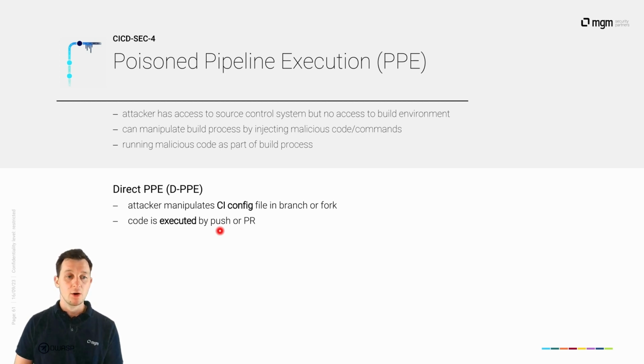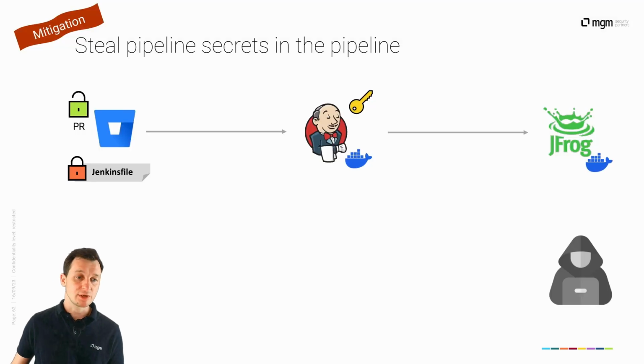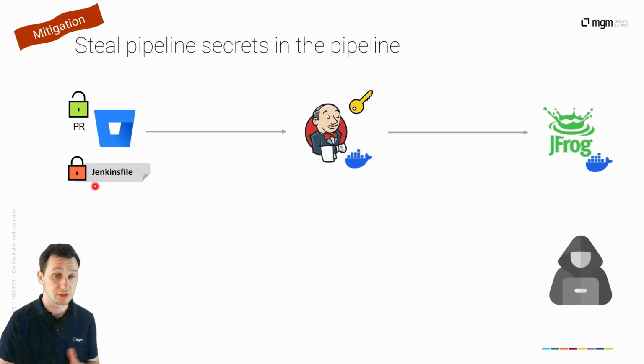So what would be a possible mitigation? A possible mitigation would be to protect the build definition. So in our case here, the Jenkinsfile. In some source code management systems, like in GitLab, for example, in the Ultimate version, you could create locks for specific files, and only specific persons or groups can change these locked files. So you can restrict access to build definitions, for example.